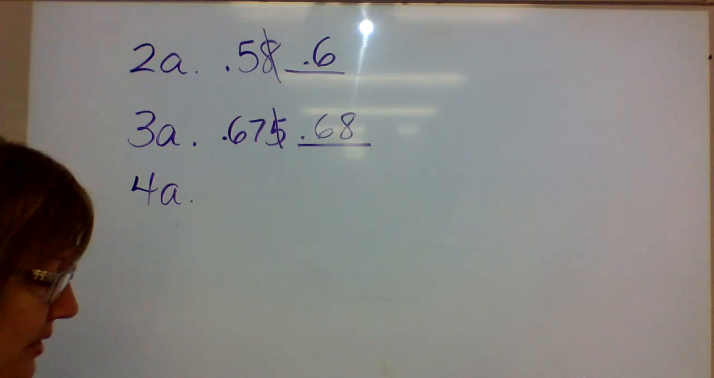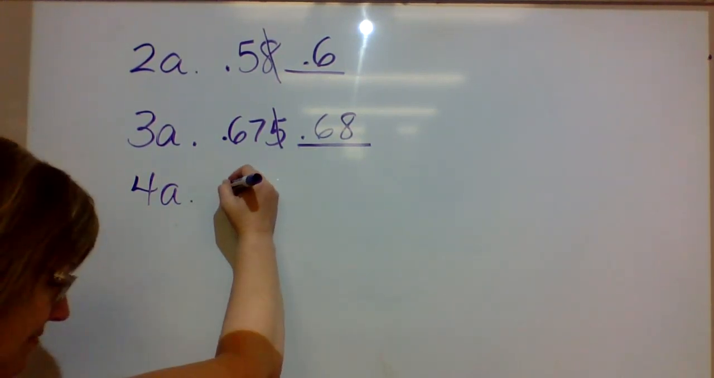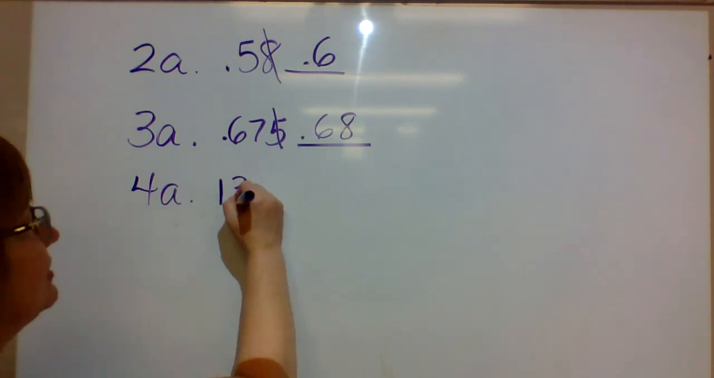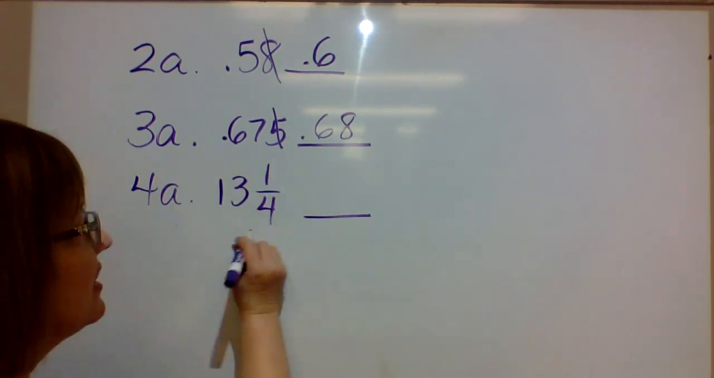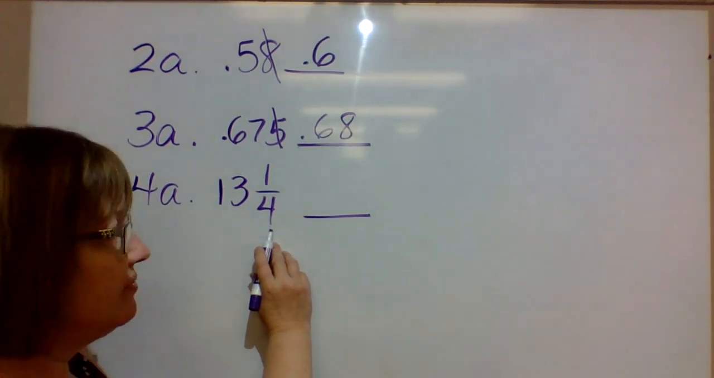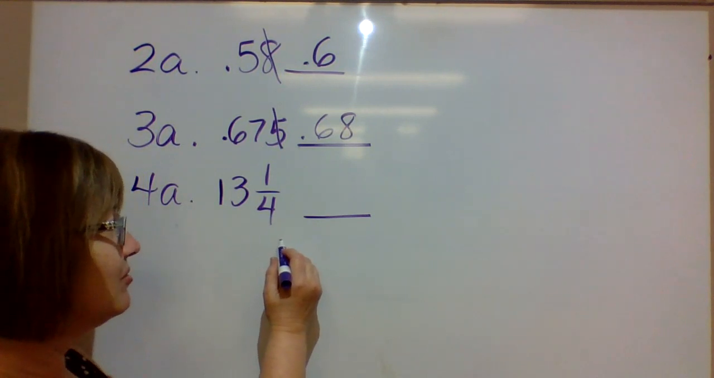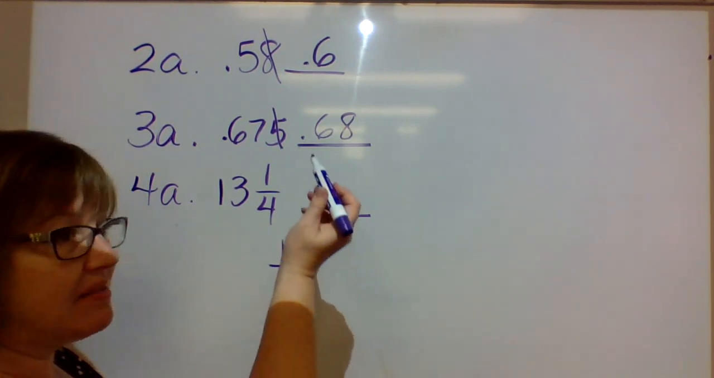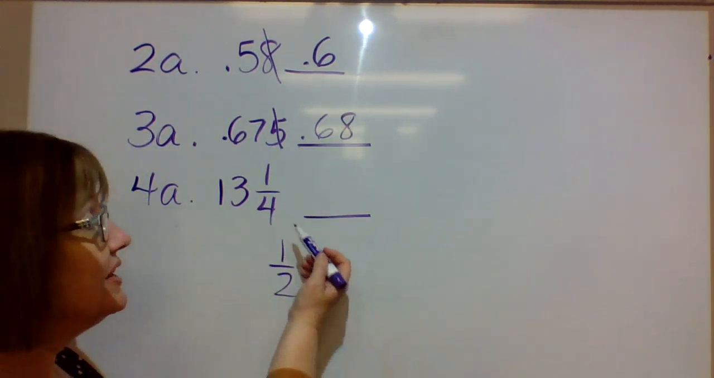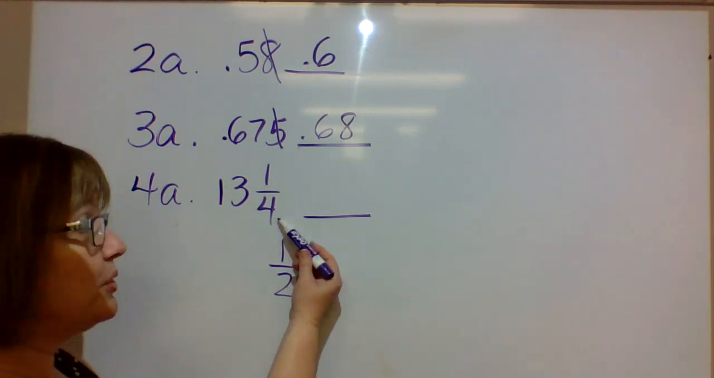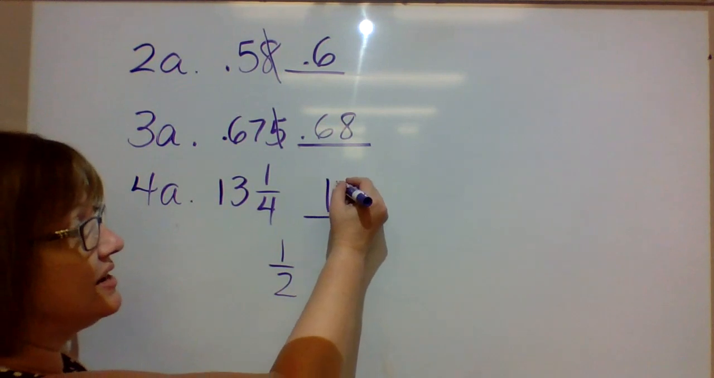Now let's look at 4A. 4A is 13 1/4. Round off to the nearest whole number. Okay, so it's not decimals. 13 1/4. Okay, so you have to think of the fraction. Remember I told you that 1/2 and up gets rounded up. So is a 4th smaller or larger than a half? A 4th is smaller, so that gets rounded down to 13.